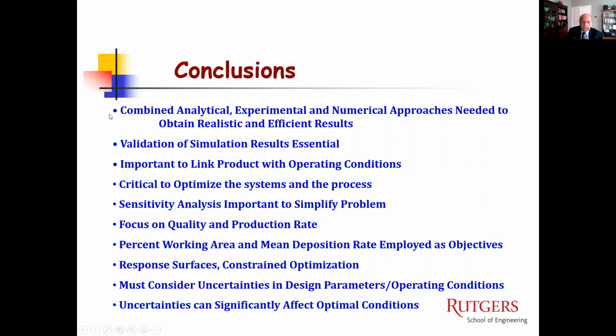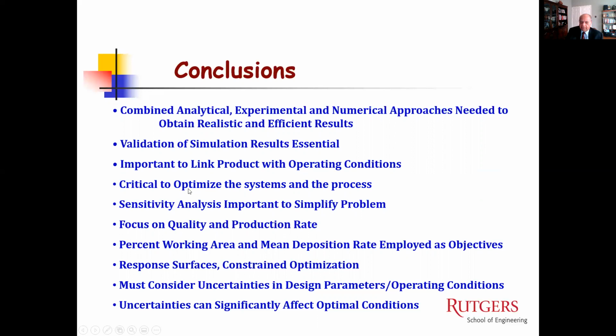Okay, to conclude, we are using a combined analytical, experimental, and numerical approach, which is probably the best to obtain results on such a complicated system. We validate by using experiment and by using numerical modeling. The experiment gave us much greater confidence, obviously, than the analytical or numerical results done earlier. It is important to link the product with operating conditions. That's why we spent a lot of time looking at the product and what kind of quality it is. The numerical modeling gives us an idea as to what will happen, but the product diagnostics is very critical, ultimately, to link it with operating conditions.